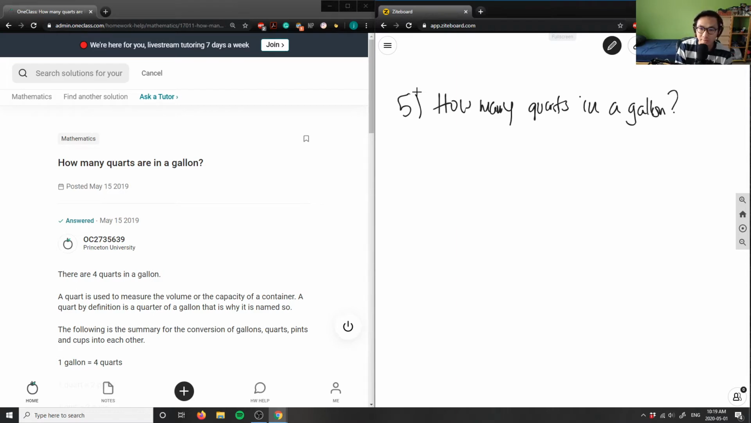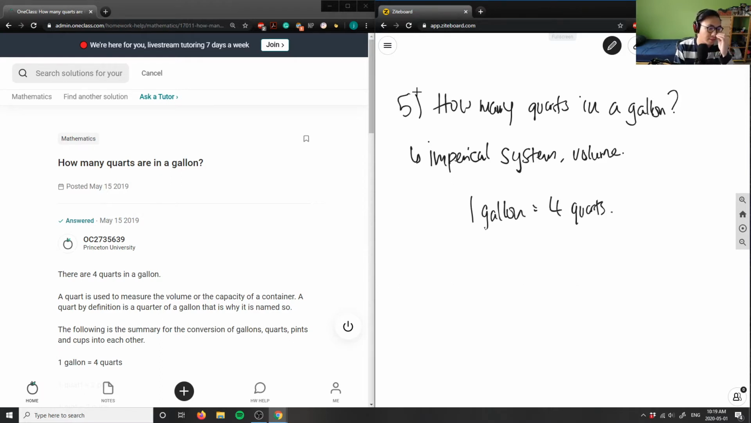So again, we're working in the empirical system here, and we're measuring volume, right? So I know that 1 gallon equals 4 quarts. And then obviously I know the relationship between quarts and pints and cups and fluid ounces. But the question is simply asking how many quarts are in a gallon here. So 1 gallon here equals 4 quarts.